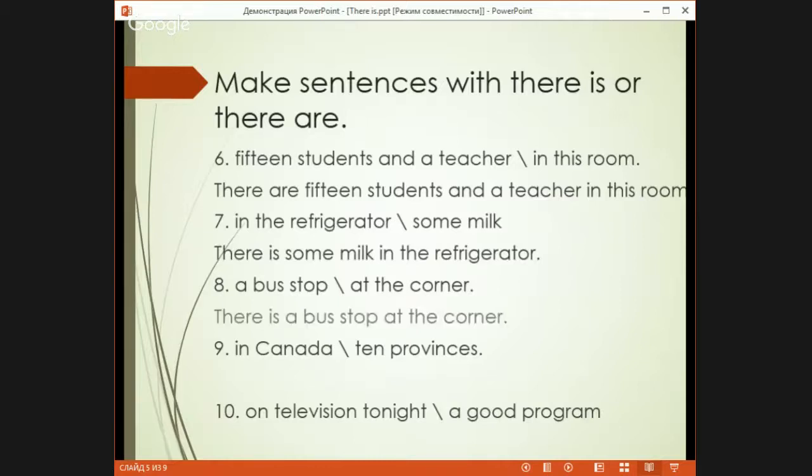Number 8, there is a bus stop at the corner. Number 9, there are 10 provinces in Canada. And the last one, there is a good program on television tonight.